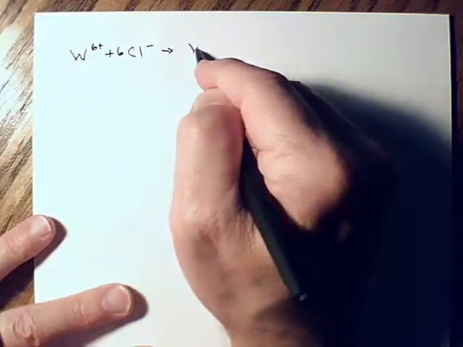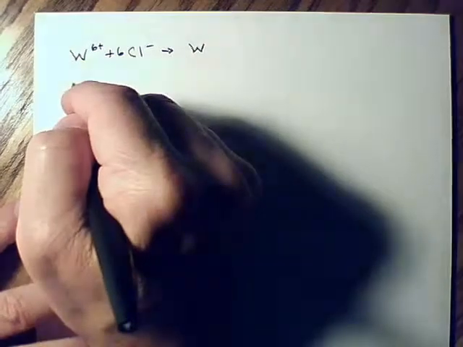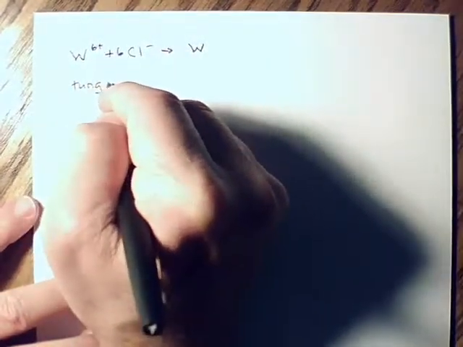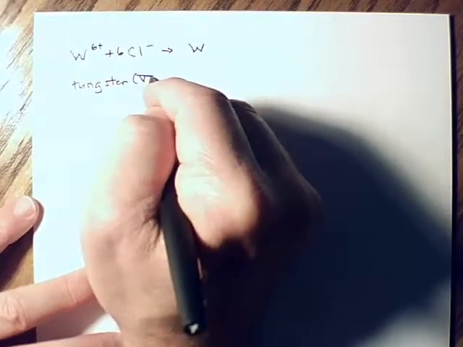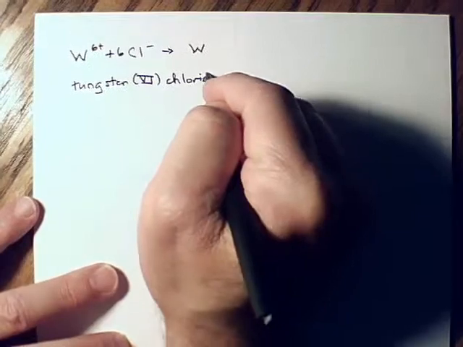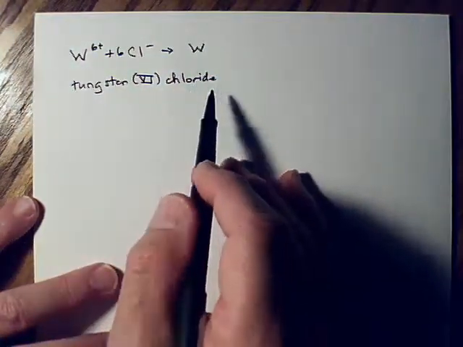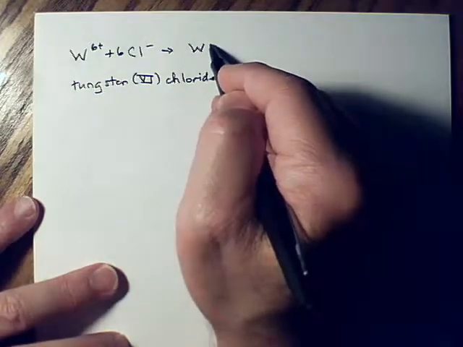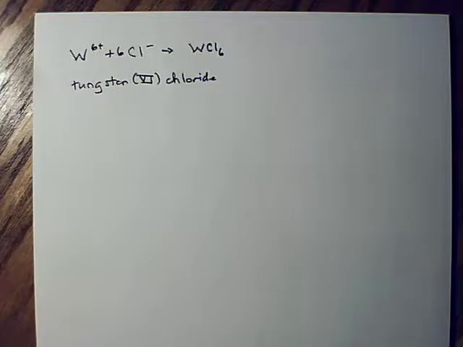And so tungsten, Roman numeral 6, is how we're naming it. This is tungsten 6. We're going to name this chloride, because negatively charged monoatomic ions have an -ide ending, and the formula is WCl6. Tungsten 6 chloride has this formula.